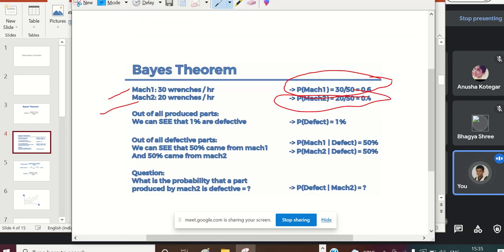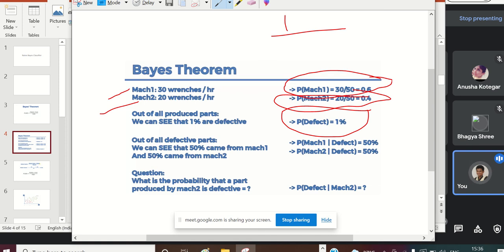Out of all the produced parts, we see that 1% are defective. 1% means 1 divided by 100, so 1% will be defective. Then out of all the defective parts, we can see that 50% come from machine 1 and 50% come from machine 2. Although machine 2 produces fewer items, it is producing an equal amount of bad ones. So machine 2 is actually bad for us. So P of machine 1 given defective is 50%, P of machine 2 given defective is 50%.